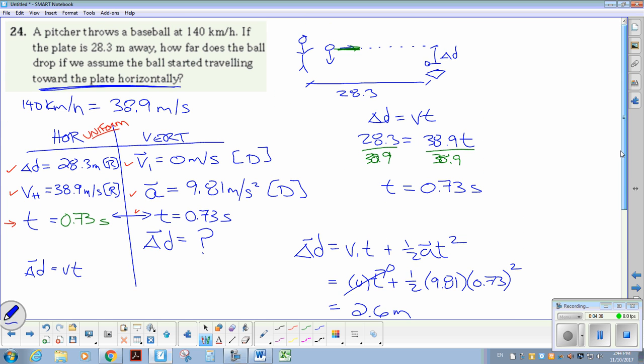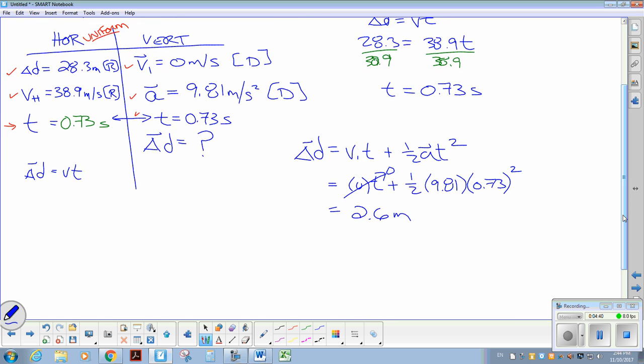And it doesn't tell us the original height. So all we need to know is that from the launch point to where it comes across the plate, it's dropped. Therefore, it dropped 2.6 meters. All right. There we go. That is the baseball question.